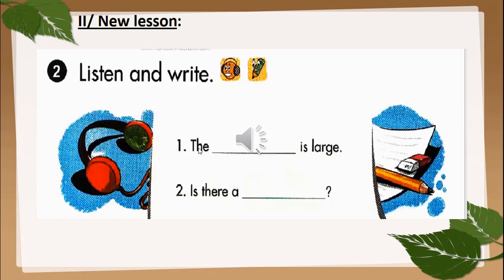Listen and write. 1. The bathroom is large. 2. Is there a kitchen? Second time. Page 16. Lesson 3. Activity 2. Listen and write. 1. The bathroom is large. 2. Is there a kitchen?